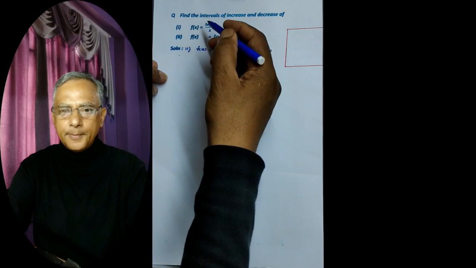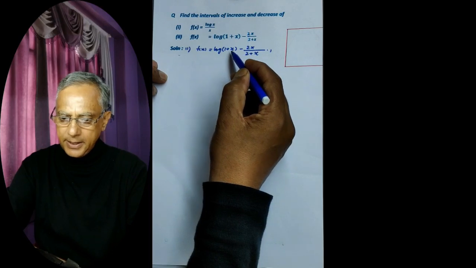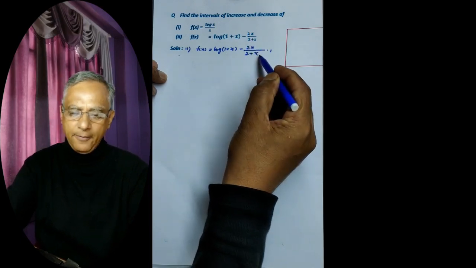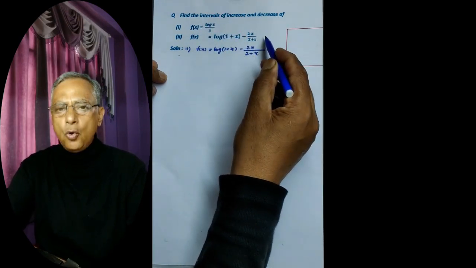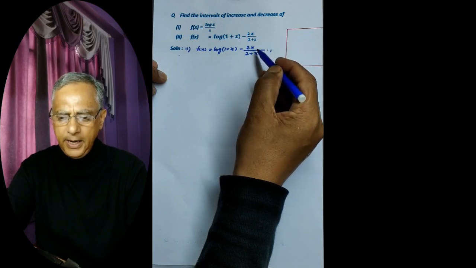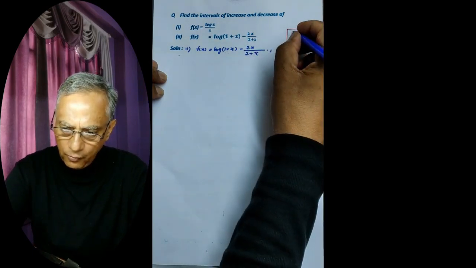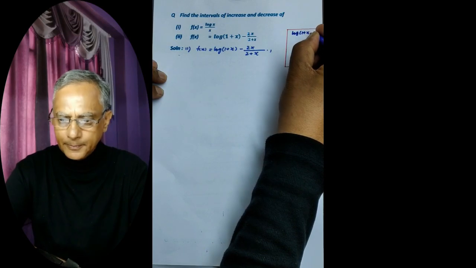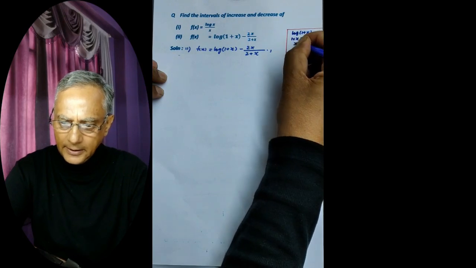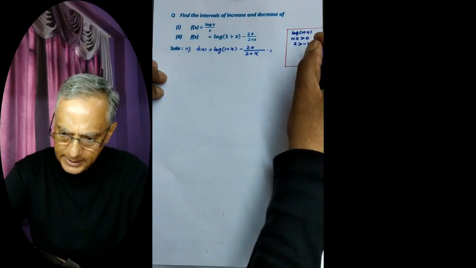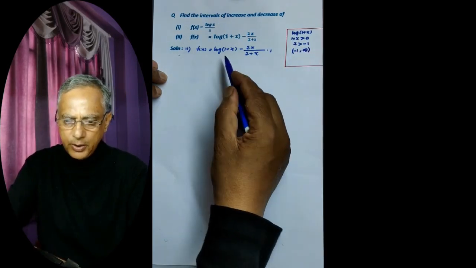Now we consider the second part of the question. Here f(x) is log(1 plus x) minus 2x over (2 plus x). And we have to find the interval of increase and decrease of this function. In this question also, there is no interval given. So we will first find the domain of this function. Now domain of log of (1 plus x): 1 plus x should be greater than 0. That is, x is greater than minus 1. That is minus 1 to infinity. This is the domain of this function.